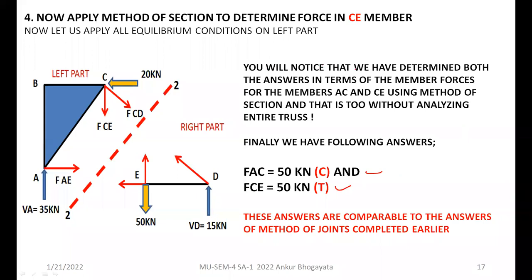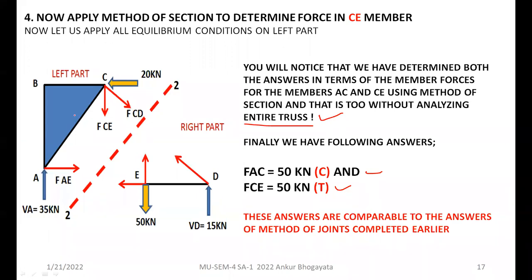You will notice that we have determined both the answers in terms of member forces for the members AE and CE using method of section, and that too without analyzing the entire truss. This is very important. We didn't go to joint D, joint E, joint C, B, A, anything. We just focused on the desired members only. And that is the best part of this method.